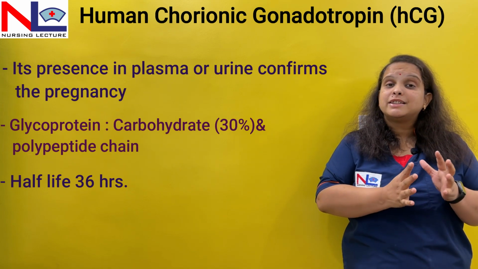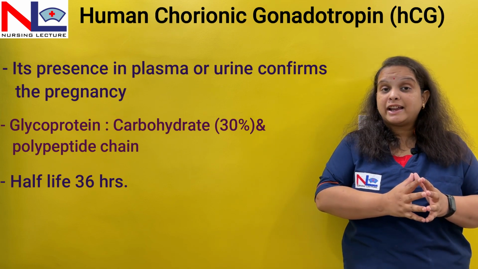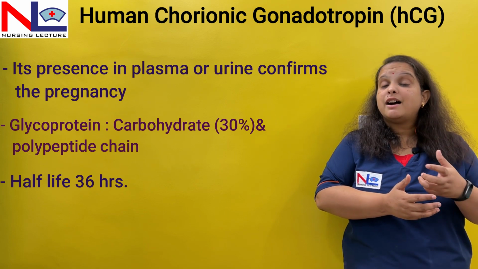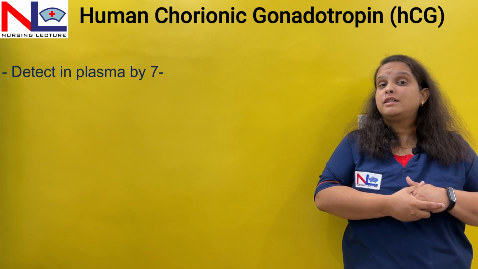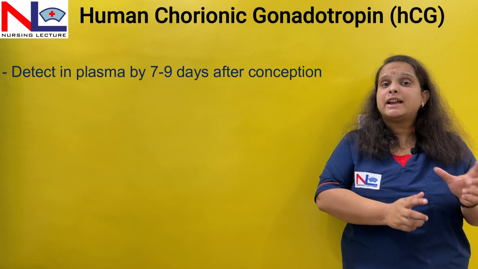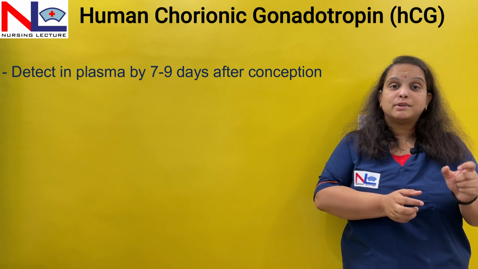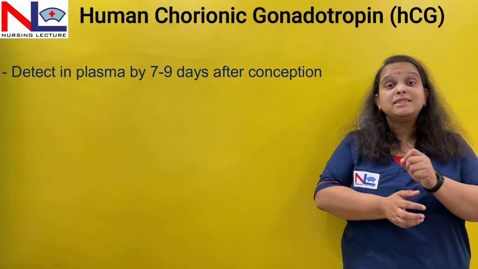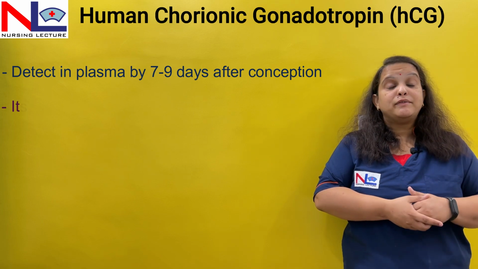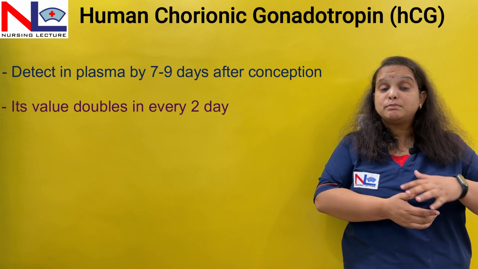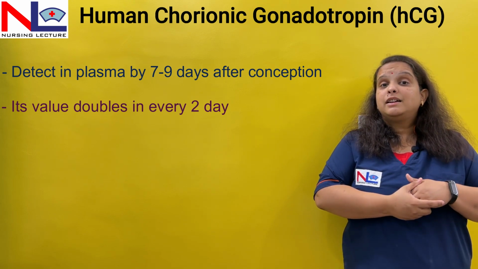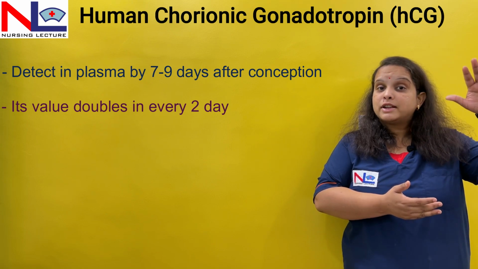This hormone is synthesized from the syncytiotrophoblast lining of the placenta, and it starts releasing into maternal plasma from day 7 to 9. From this time period, we can easily detect HCG in maternal plasma and know that the woman is pregnant. The value of this hormone doubles every 2 days. The placenta produces HCG, and the value keeps rising progressively.